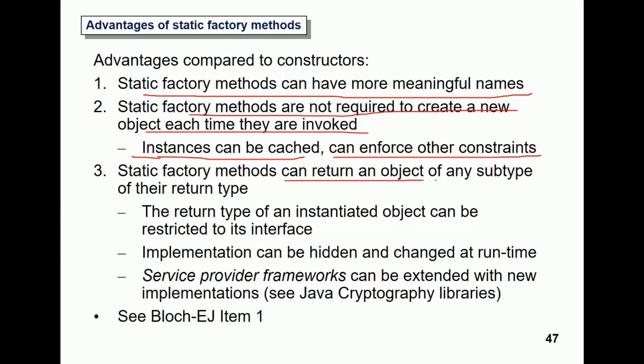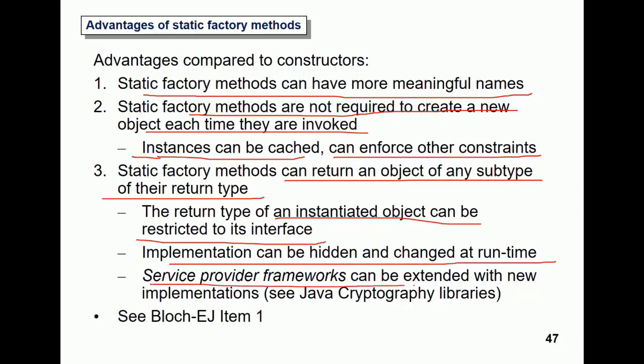Static factory methods can return an object of any subtype of their return type. The return type of an instantiated object can be restricted to its interface. Implementation can be hidden and changed at runtime. Also, service provider frameworks can be extended with new implementations. So you can add as many implementations as you want, and it's not going to affect whoever's using your code, because the original code is returning an interface. Okay, so it's the same advantage of using interfaces that we talked about before. And then in their book it is item number 1, so it must be important. So probably a good idea to read more about factories here.